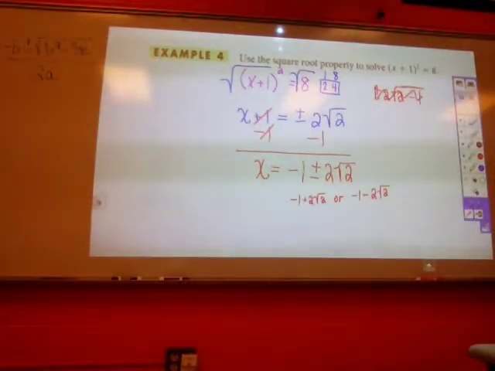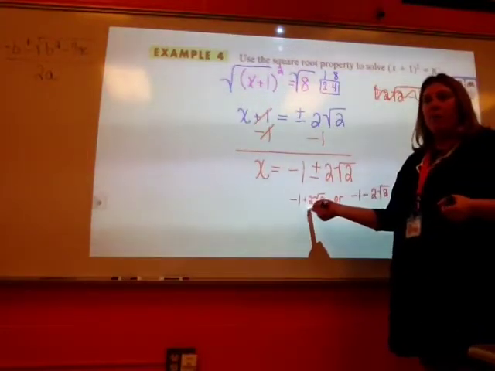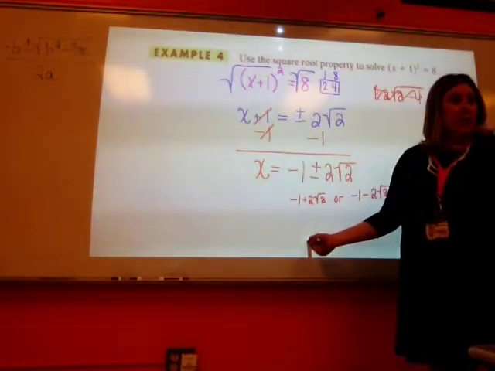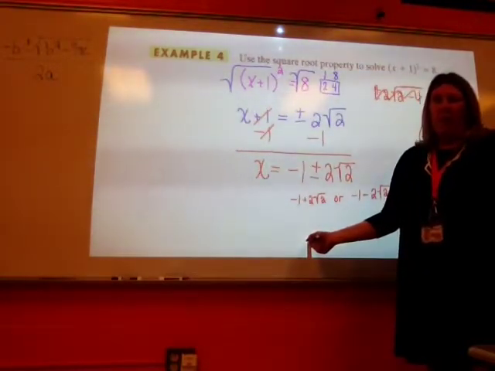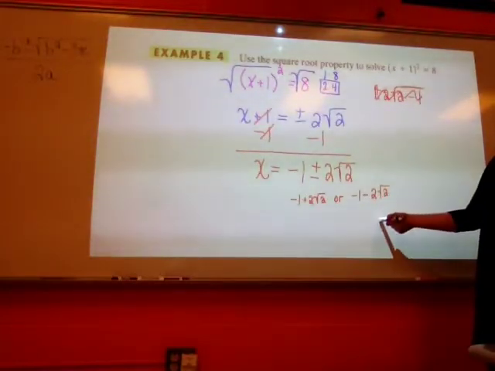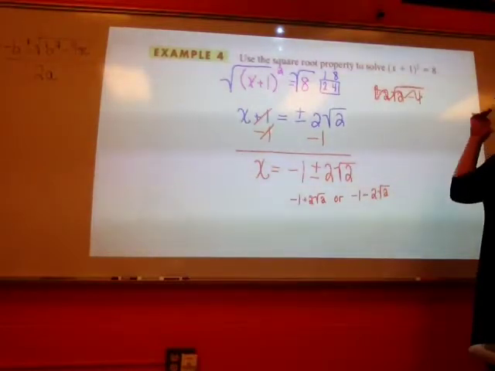So if you had to get an answer in your calculator, you could go negative 1 plus 2 square roots of 2, and you could get like a legit number. You may have to round. And then you could do negative 1 minus 2 square roots of 2 and get like a legit number where you'd have to round. Does that make sense? Yes, no, or maybe?